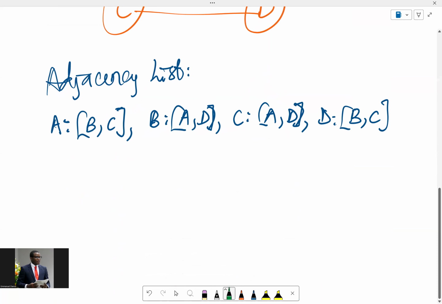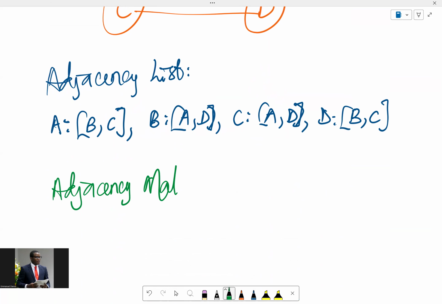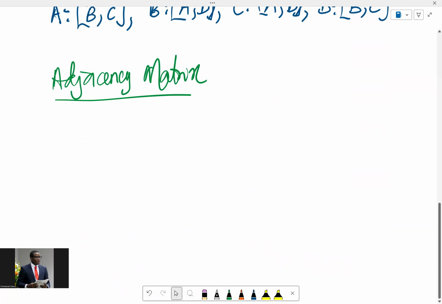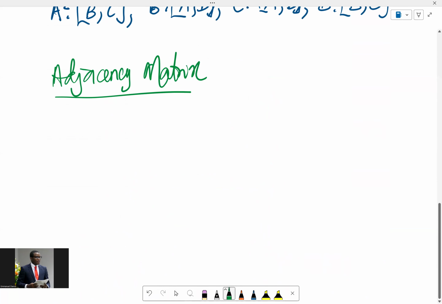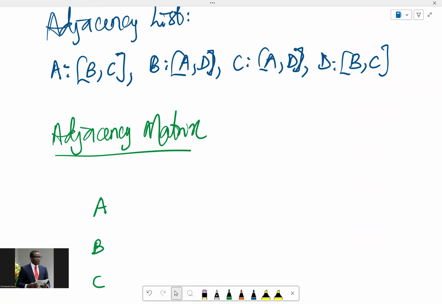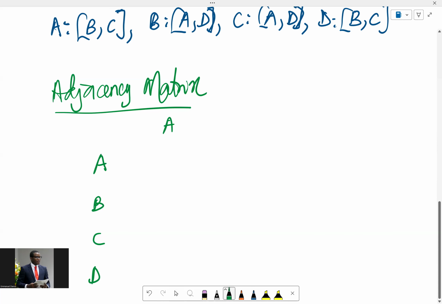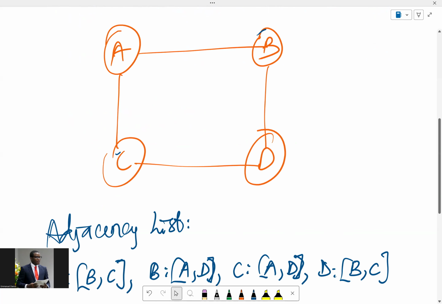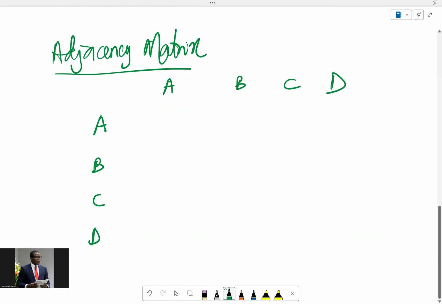Now let's talk about the adjacency matrix. Of course, that was quite clearly explained, but just to buttress the point again, you list out the vertices A, B, C, D, and then you also have A, B, C, D, like rows and columns. The diagonal entries, A and A, B and B, C and C, D and D, will all be zero.